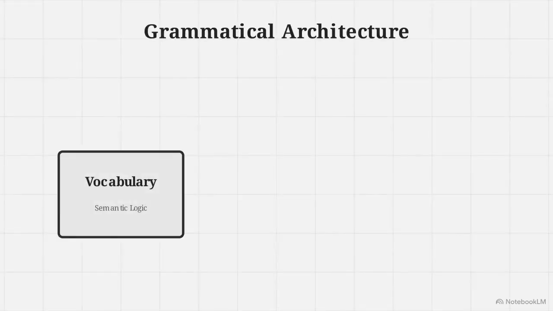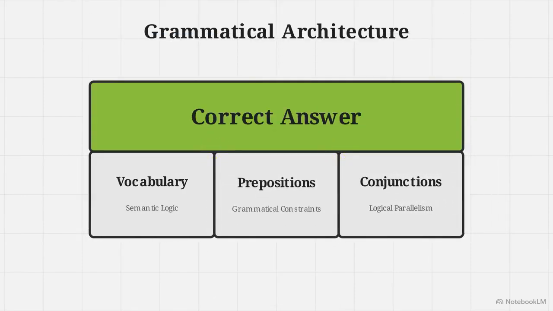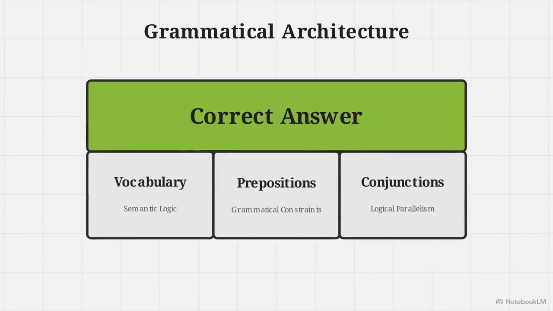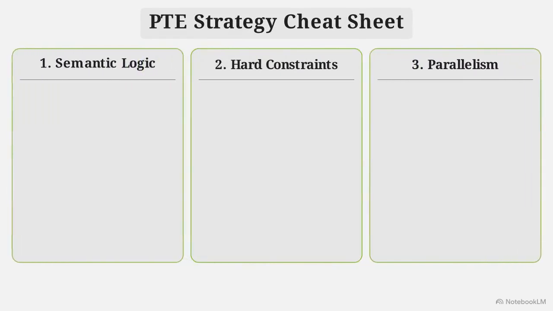Grammatical architecture, specifically prepositions and conjunctions, dictates the correct answer just as strictly as vocabulary definitions. With the blanks resolved, the logical and grammatical flow of the text is now seamless. We can extract the mechanics used here into a reusable three-point strategy for future exams.